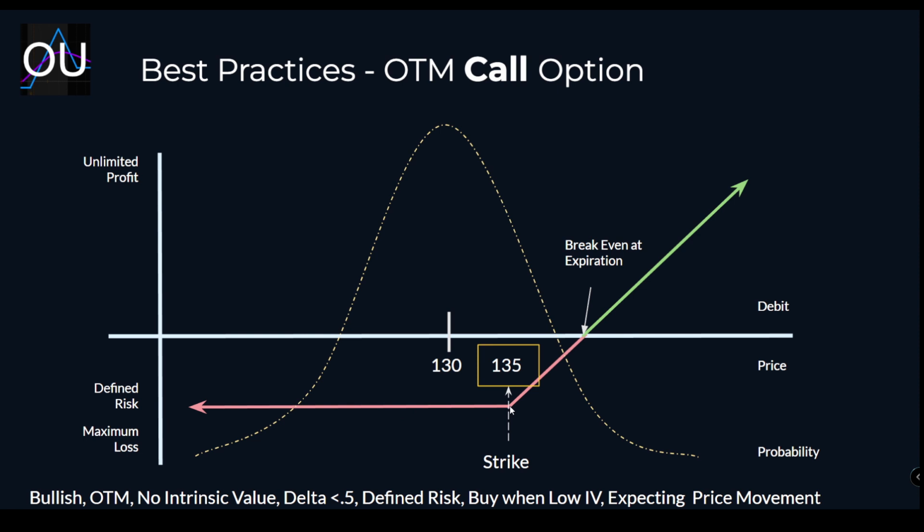So you've put up some amount of money, let's say $3. Because of that $3 premium, you need the stock to rise above 135 plus the premium you paid for it. So if you paid $3, you would need it to go to 135 plus 3 to break even on the trade by expiration. Then the green arrow shows how much money you're making when that happens.